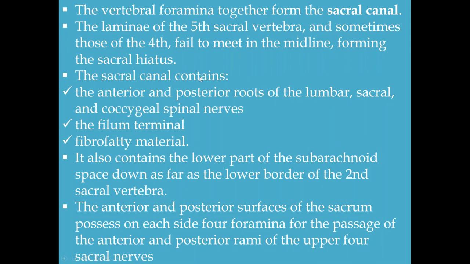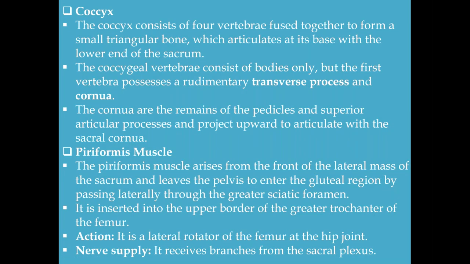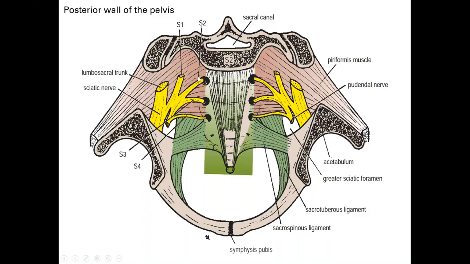What about the sacral canal? This contains the anterior and posterior roots of the lumbar, sacral and coccygeal spinal nerves, filum terminale, and fibrofatty material. So this is the sacrum, the anterior view of the sacrum and the posterior view of the sacrum. Look here for the sacral promontory, the superior articular process, the anterior sacral foramina, and the transverse process of the coccyx. What about the coccyx? The coccyx consists of four vertebrae fused together to form a small triangular bone, which articulates with the lower edge of the sacrum. So this is about the posterior wall of the pelvis.